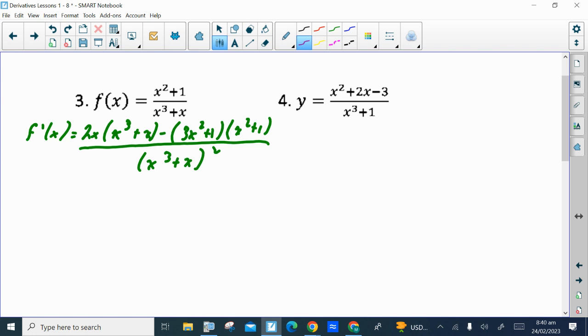Derivative of the top times the bottom minus derivative of the bottom times the top, all over the bottom squared.